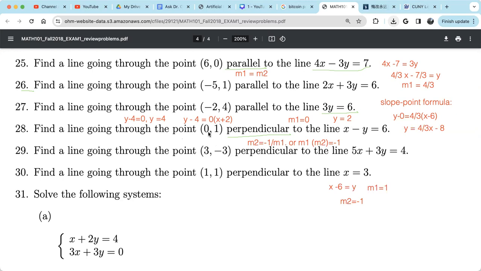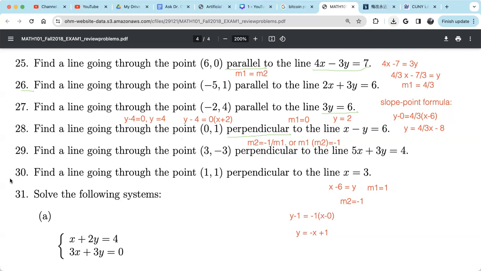Now we use the point given, (0, 1). Apply the slope-point formula. So y minus 1 equals negative 1 times x minus 0. Then we simplify this. 0 doesn't contribute anything, so negative 1 times x is just negative x. Then move negative 1 from the left-hand side to the right and you have plus 1. And that's it. So the answer for 28 is y equals negative x plus 1.